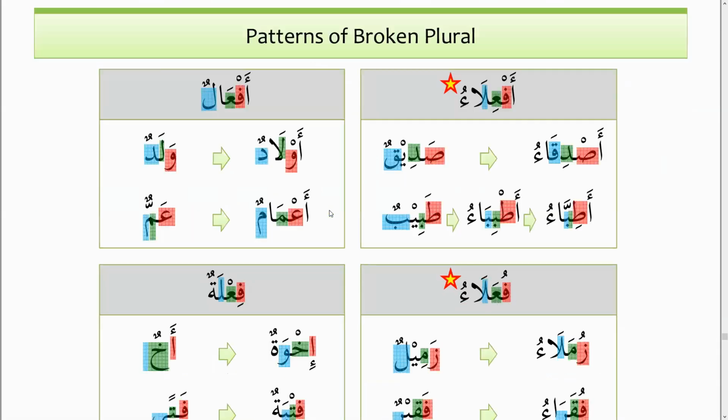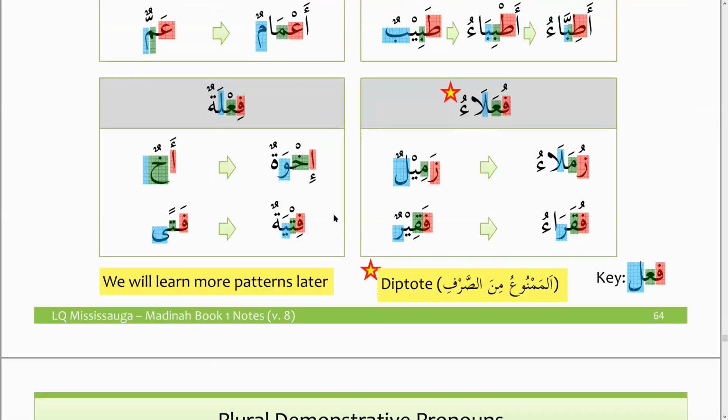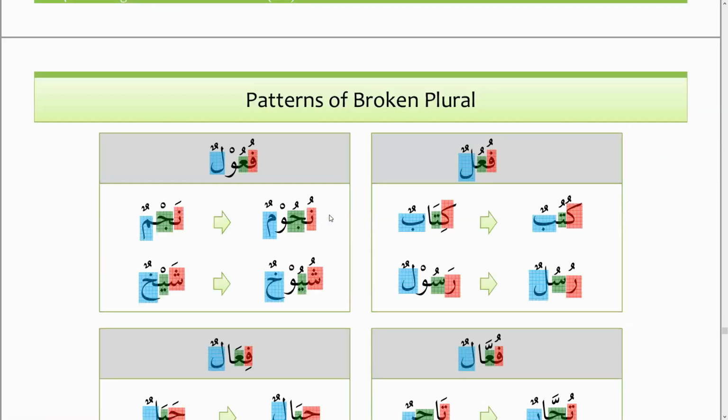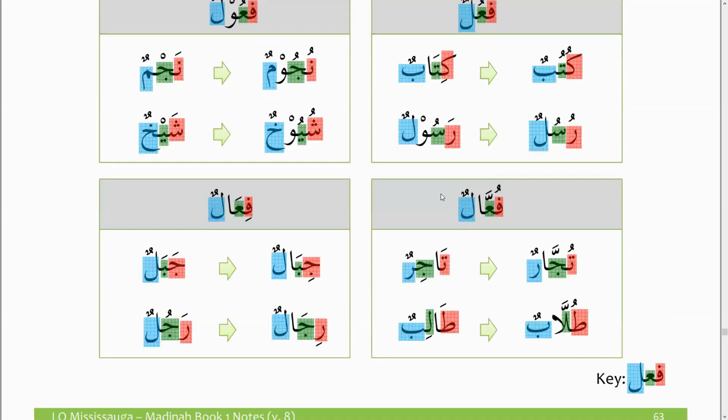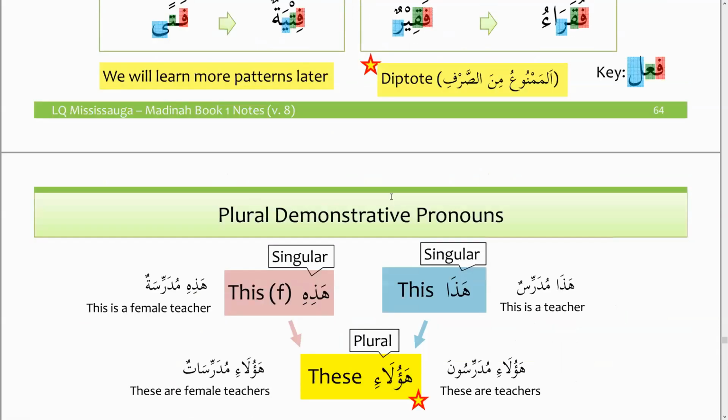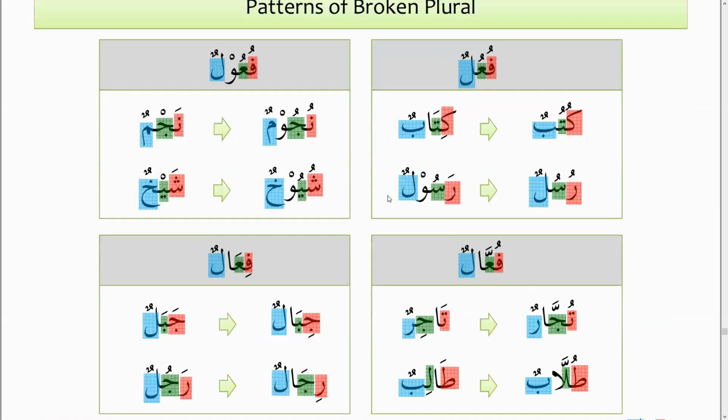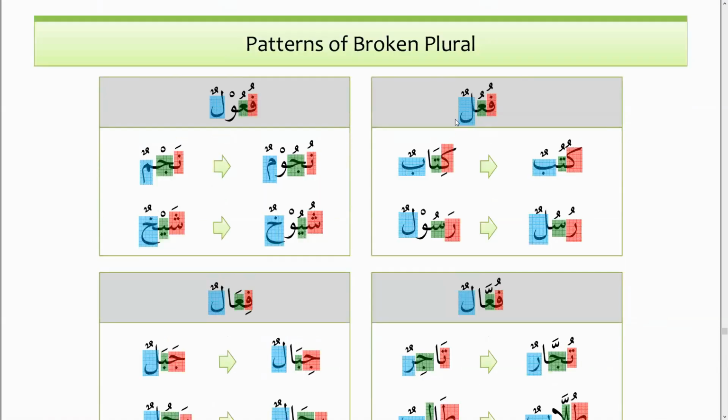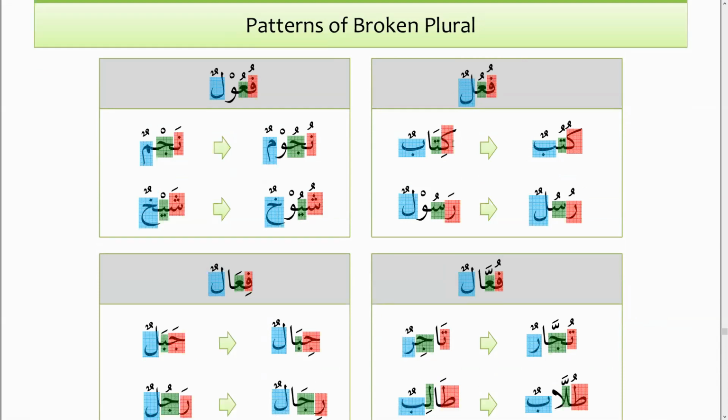There are so many patterns of broken plurals. We'll do 4 of them today, instead of 8. One pattern is fu'ulun, where the first letter will have a dhamma, the second letter will also have a dhamma, and the third will also have a dhamma, right? For example, kitabun becomes kutubun.